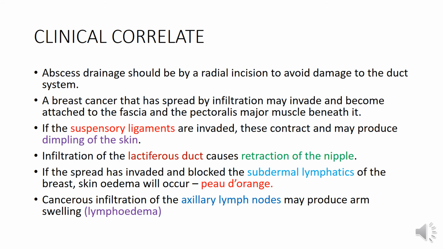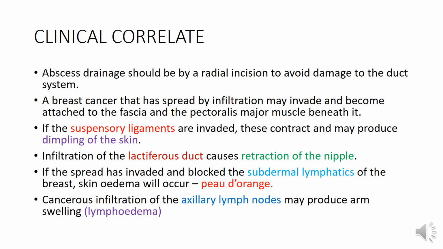So, clinical correlates. Abscess drainage should be by radial incision to avoid damage to the duct system. Because of the arrangement of the ducts, so as not to injure them, a radial incision following the contour of the breast is done to drain an abscess.